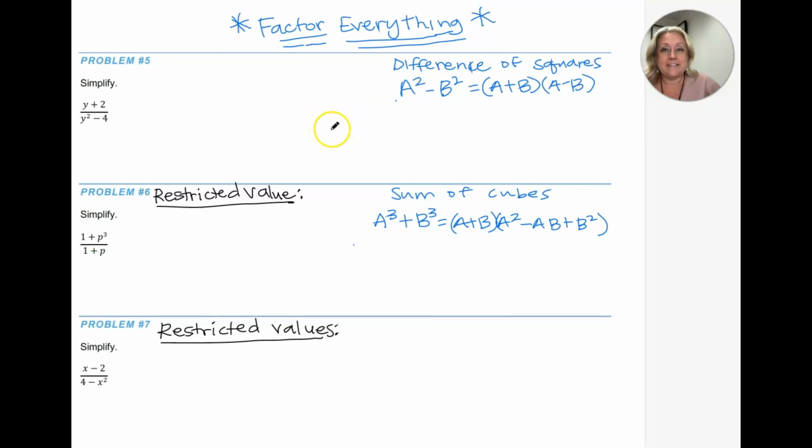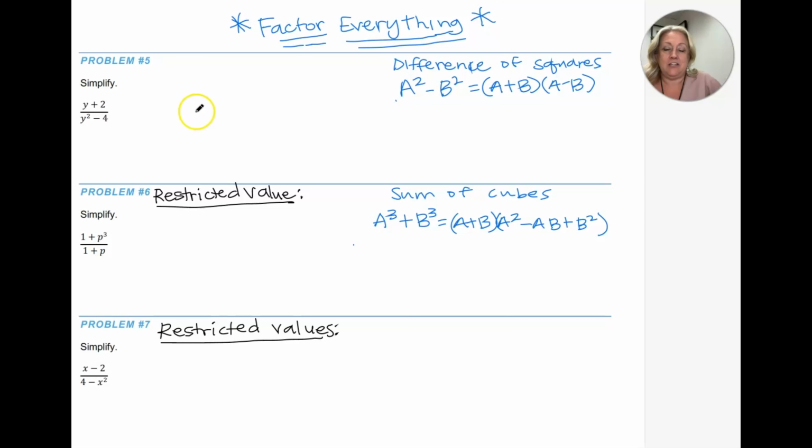Hello, let's continue in 4.1 where we are talking about simplifying rational expressions. As a way of reminder, we are going to be doing a ton of factoring in Module 4, and specifically in 4.1, you want to make sure that you're factoring everything. Factor the numerator if possible, factor the denominator if possible. If you're not doing a ton of factoring on problems in Module 4, you might be doing something wrong.